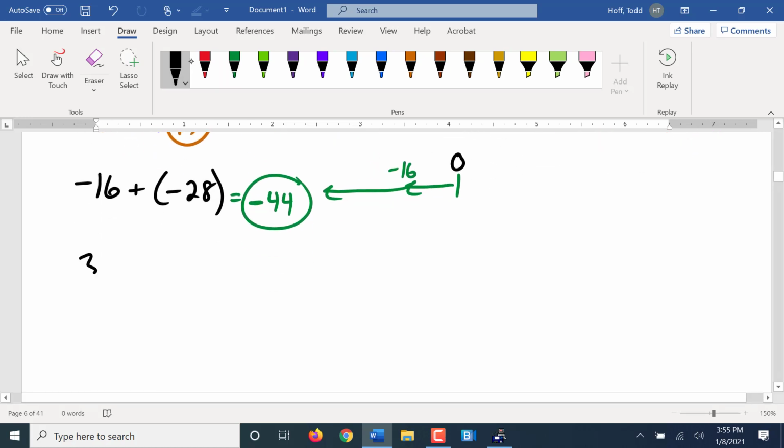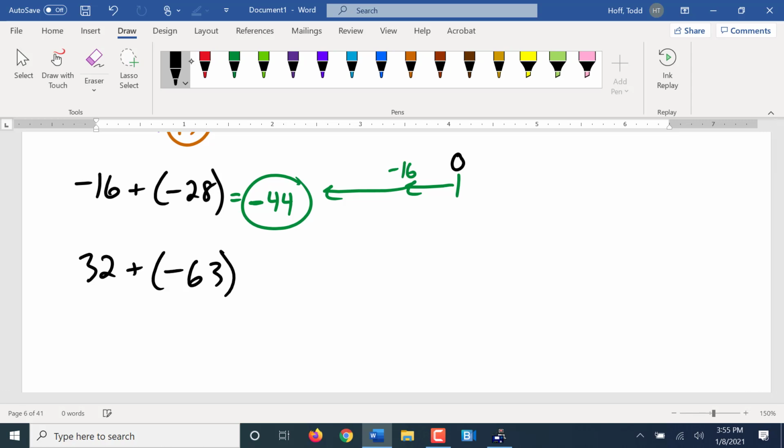Let's have 32 plus a negative 63. So again, from 0, the 32 goes what direction? Right. Negative 63 goes left. Longer or shorter? Longer. So that takes us into the other side of 0, telling us the answer is negative. Do we add the values or subtract the values? Subtract, since the vectors go opposite direction, so it'll be a negative 31. Good.